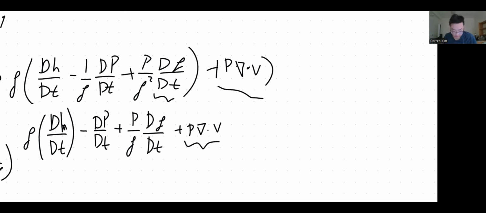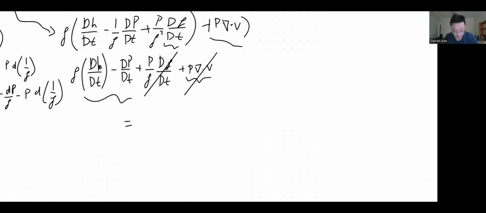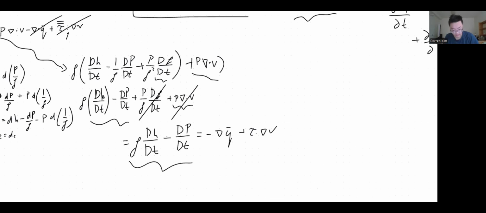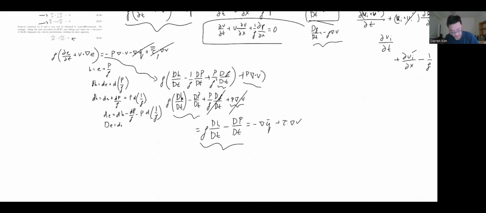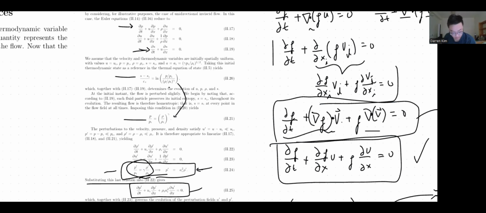Next, you see over here, you have this and that. These two cancel to rho dh. I had to move spaces, by the way. As you can see, the background is different. This gives you what you had. Okay, we have reformed the equations to get the right versions. Okay, we did that.